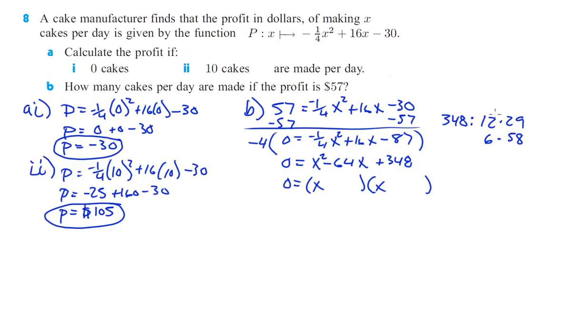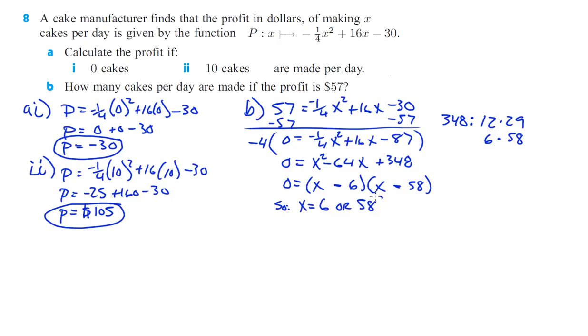Okay, I kept having to divide to figure it out. We had 12 times 29, but that didn't add up to 64. Then I knew that 6 was a factor of 12, so I did 348 divided by 6, and that gave me 58. So here we go, we've got 6 and 58. We know those two numbers have to add up to negative 64, so they're both negative. So x would then have to equal 6 or 58.